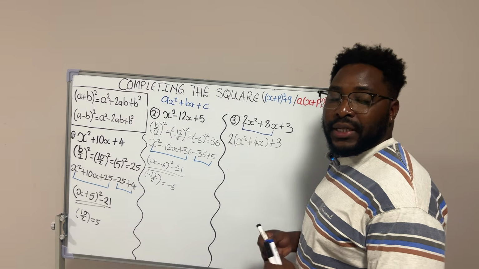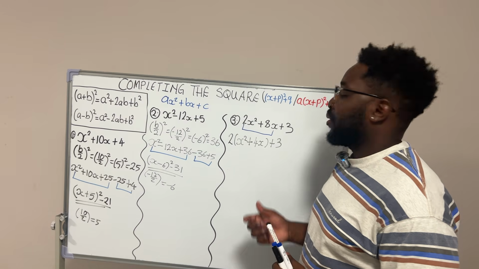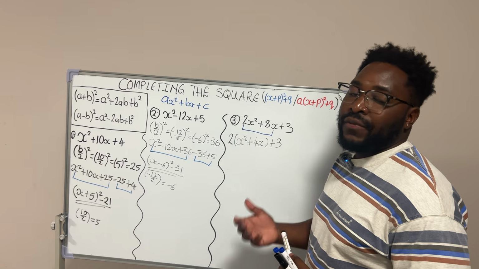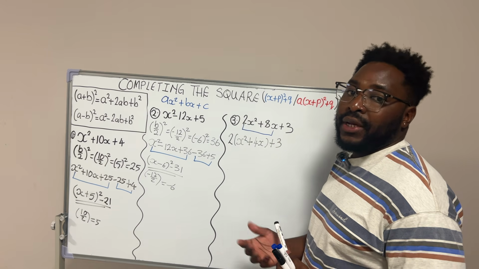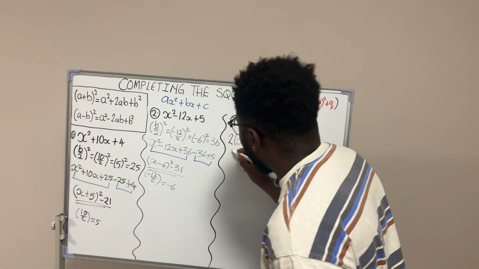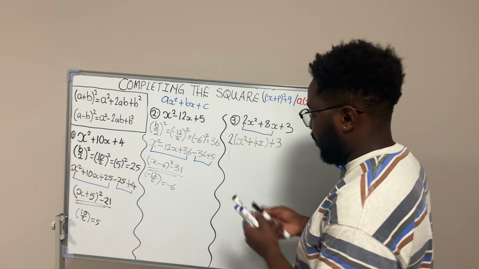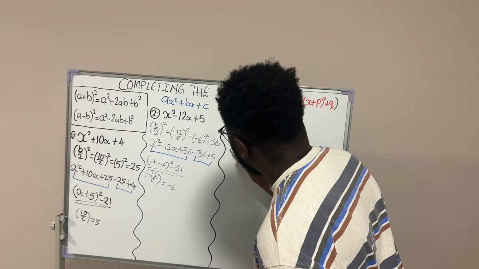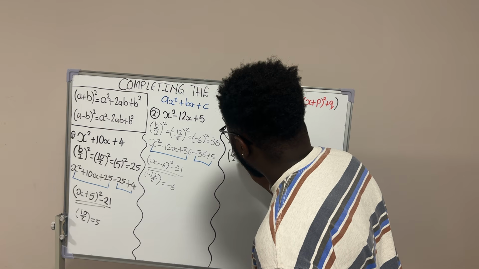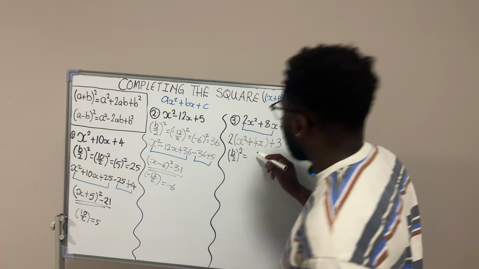Yes, and what will be our next step? Our next step is finding a number that we can add and subtract so we can create a perfect square trinomial while keeping the value of the expression, right? And how do we do that? By taking the half coefficient of x and then squaring it.